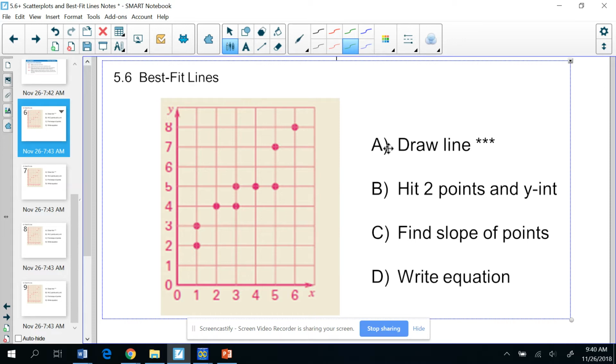So we're going to follow these steps here. We're going to draw a line. We're going to hit 2 points and a y-intercept. We're going to find the slope of the points, and then finally we're going to write the equation of the line. So if we're picking 2 points, we're going to try to pick 2 points where if we drew a line between them, we'd have about the same number of things above and below the line.